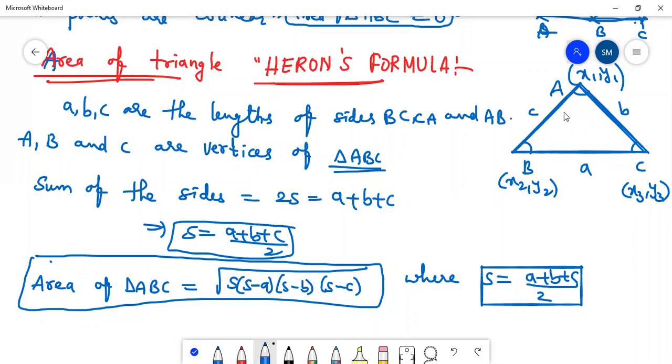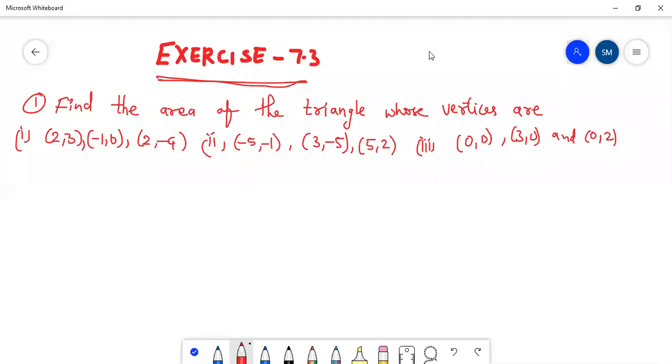Okay, there are two formulas for the area of the triangle. One uses the vertices, and the other uses the lengths of the sides of the triangle ABC. Okay.